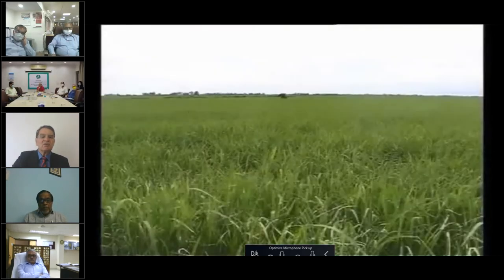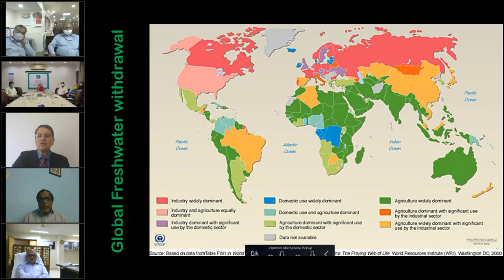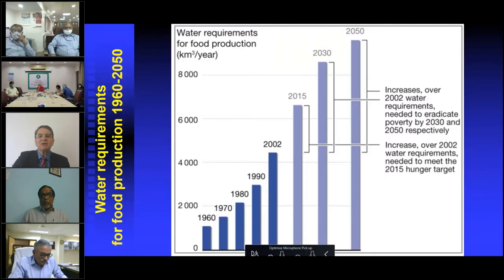So in terms of the global freshwater withdrawal, you will see the green parts is mostly agriculture, widely dominant. So Africa, Middle East, India, Australia, Asia, mainly agriculture dominant. And they depend on water.